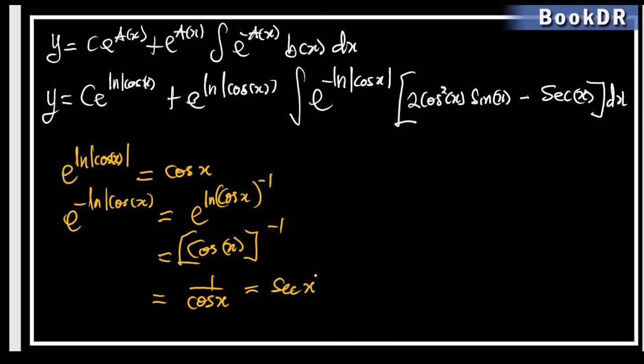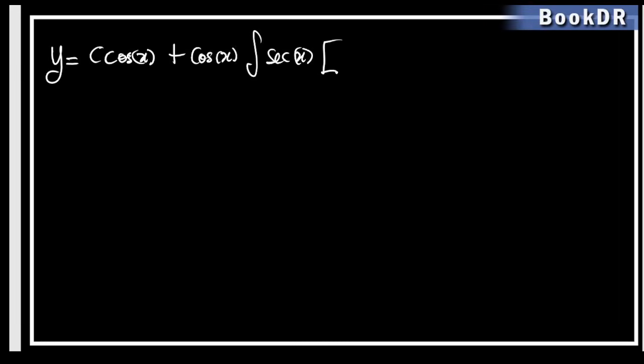So let's substitute these values into the equation above. So our y will be equal to C cos x + cos x multiplying the integral of sec x multiplying the function b(x), which is 2 cos²x sin x − sec x, dx.